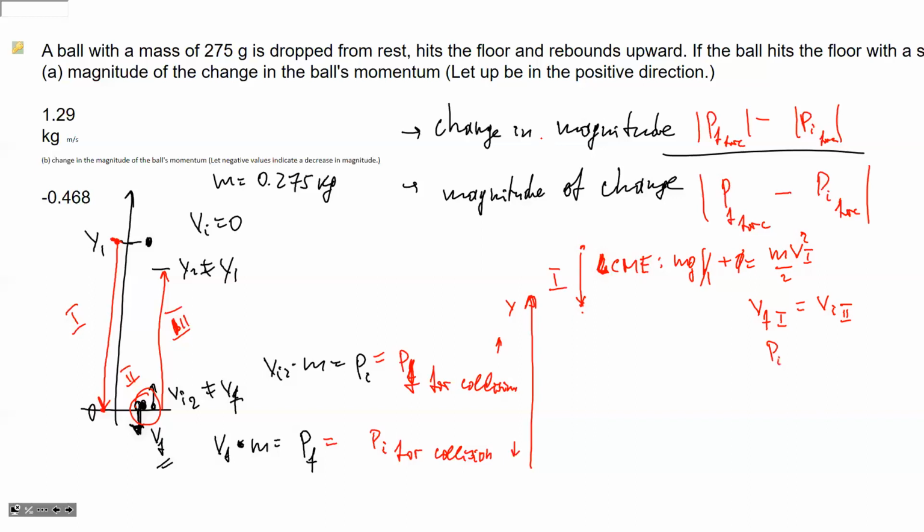So the initial momentum for the process number 2, collision, will be equal to mass times this speed, well, times -1, because it points down. Now, the process number 3 tells us that at the bottom, there is only kinetic energy. That's the initial energy for the process number 3 and no potential. But at the top, it stops. There will be no kinetic, only potential.